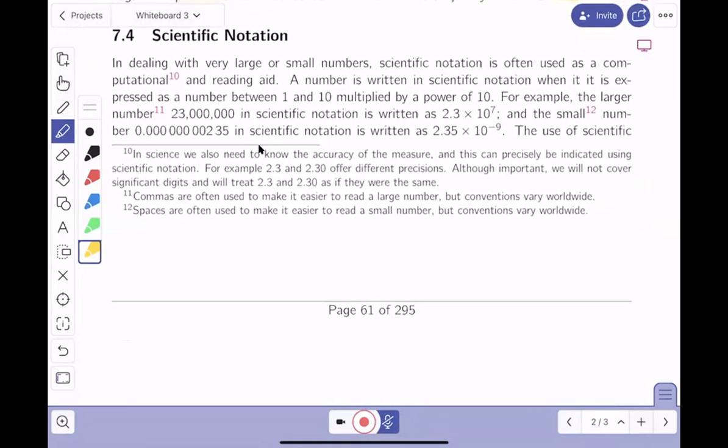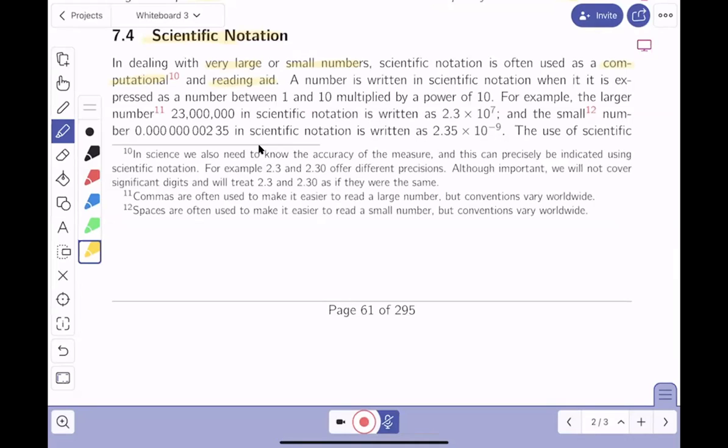In dealing with very large or very small numbers, we like to use scientific notation. We do. We like it. Now, by the way, if you're bad at arithmetic, scientific notation is not going to help. If you're proficient at arithmetic, scientific notation will help in computation. I will say this, though, your calculator can also do computation. All right. So I'm going to say scientific notation is an aid in doing arithmetic. It's computational. But more importantly, it's an aid in reading.